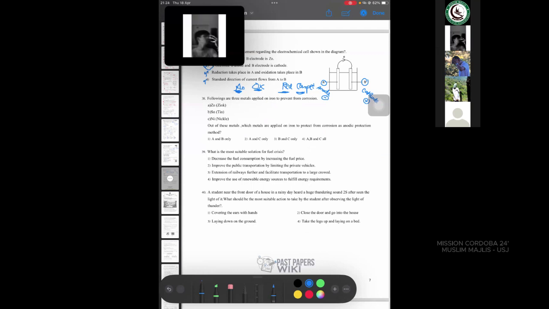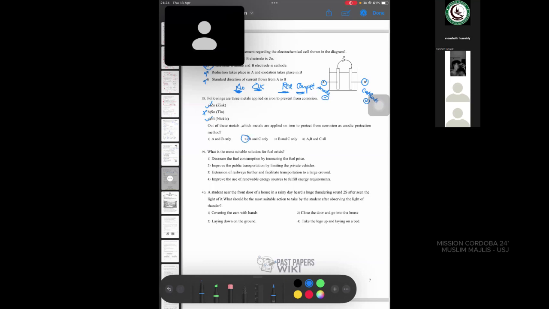Tin, is it above iron? No. Nickel, is it above iron? Yes. Nickel is above iron, no? Yes. So A and C, the answer is answer number 2.